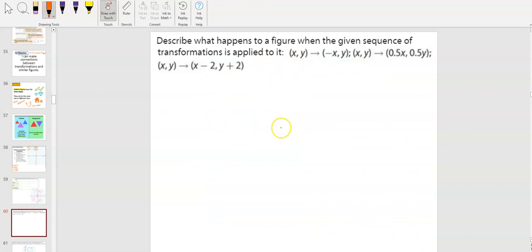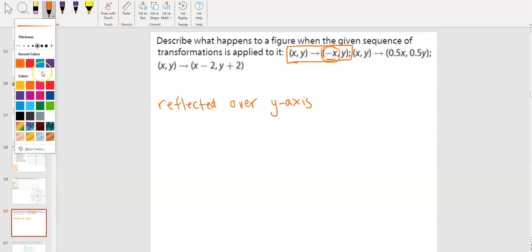Okay, now on this next one, we don't have a picture to go off. We just have rules that we have to base what happens to my figure on. So it says, describe what happens to a figure when the given sequence of transformations is applied. So I can tell that here I am reflecting a shape because my x and y stay in the same spot and only one of my values is opposite. So here they first reflected over, and then remember the one that changes is the opposite of the axis that it flips. So because x changed, I'm flipping over the y axis.